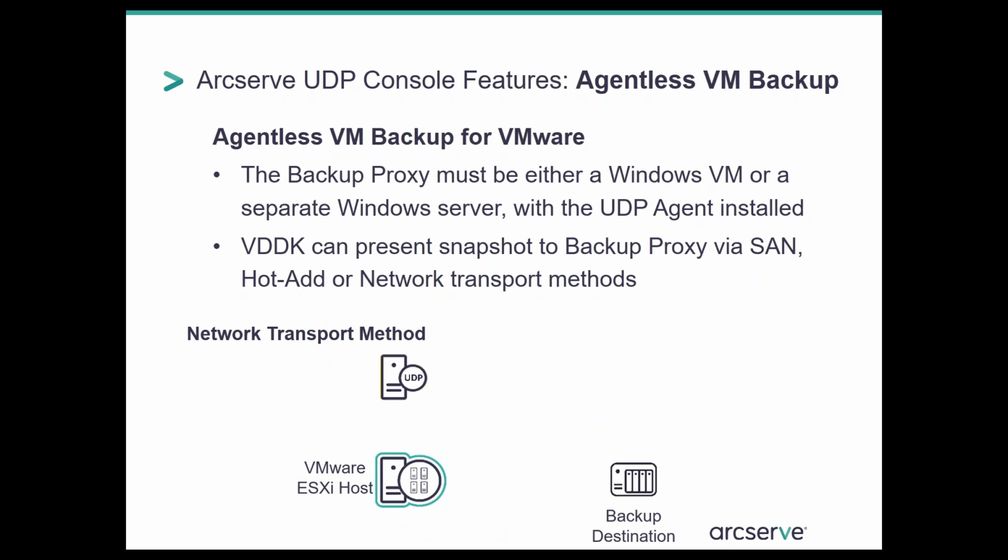Lastly, we have the network transport method. In this way, we have a separate backup proxy, and this can be a physical box, it can be a VM. Essentially, with the network transport method, the VMware host will present snapshots to the backup proxy over the network, and then the proxy will send the backup to the backup destination.